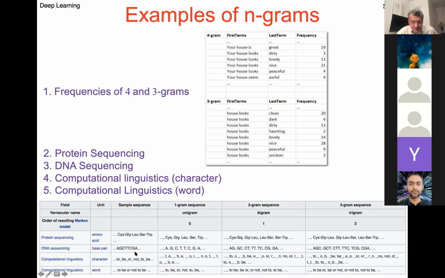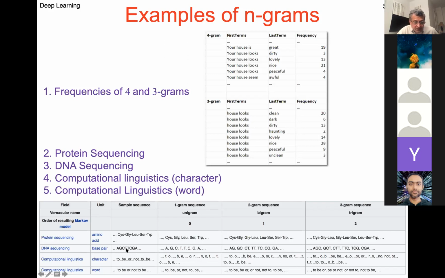It's a sample sequence. 1-gram unigrams would be the probabilities of A, G, C. We just have all these probabilities, and we multiply them together. 2-grams will have AG, GC, CT, TT, like that, for the same sequence. And then 3-grams will say that is a combination of AGC, GCT, CTT, and so on.